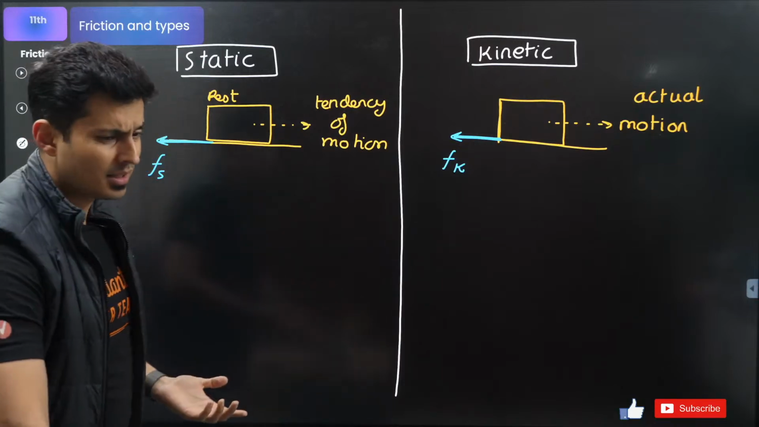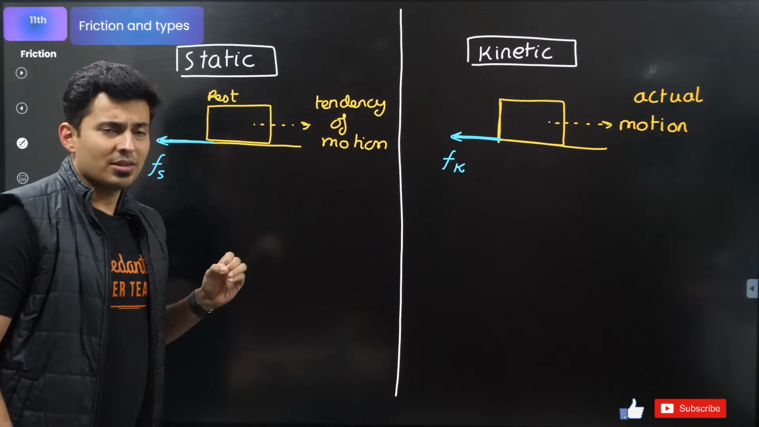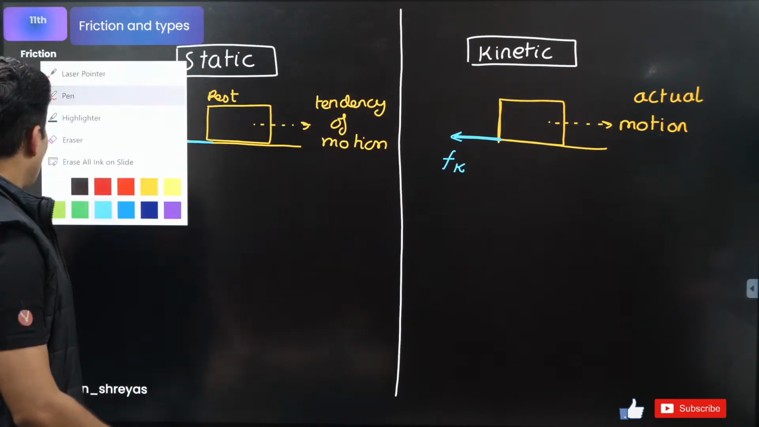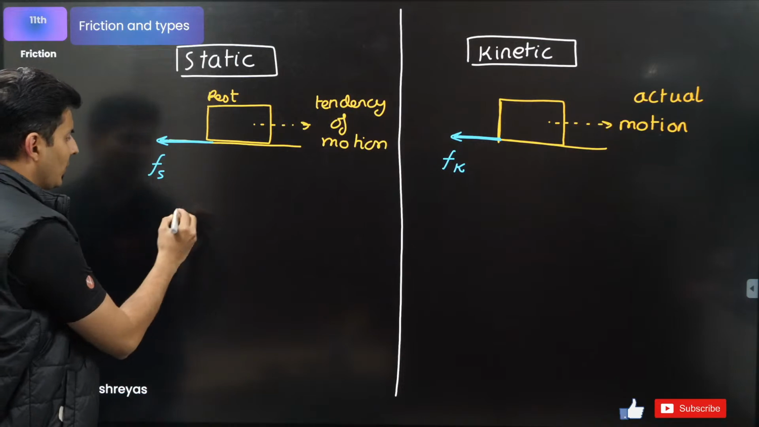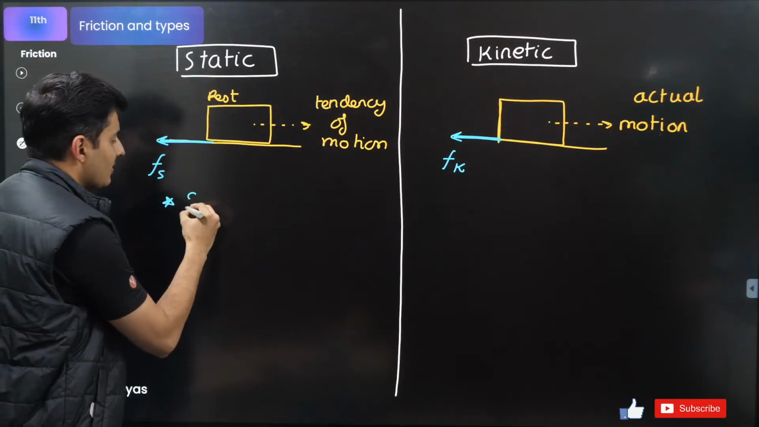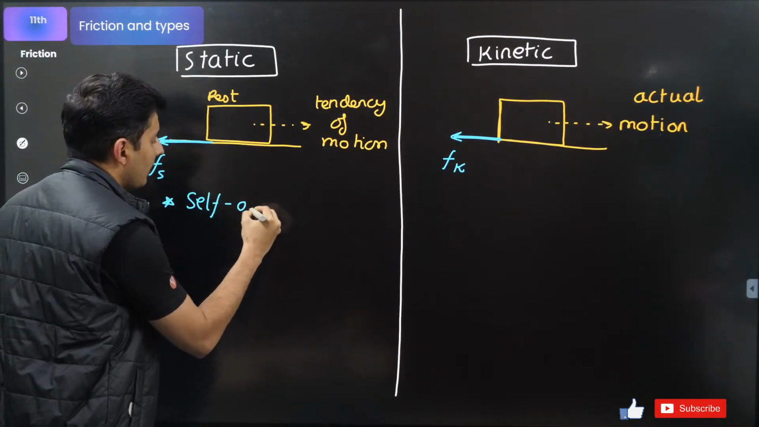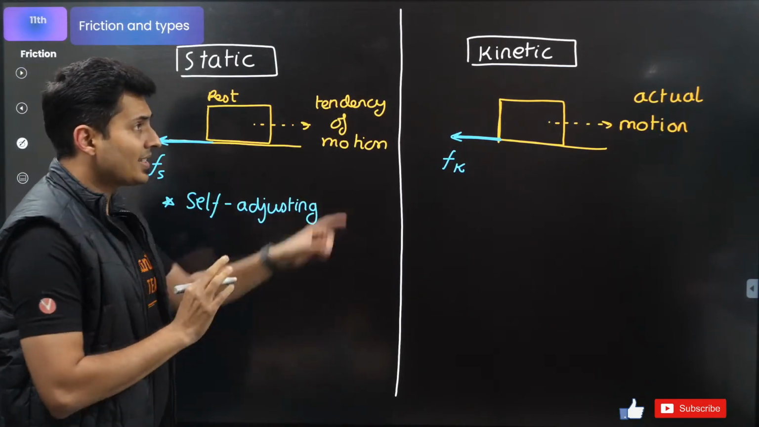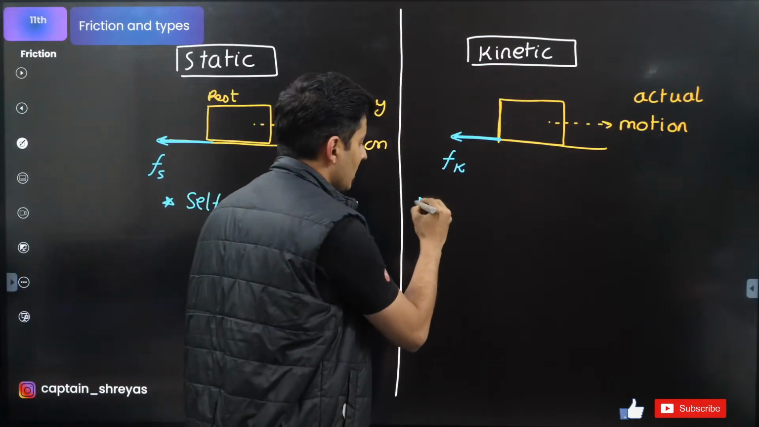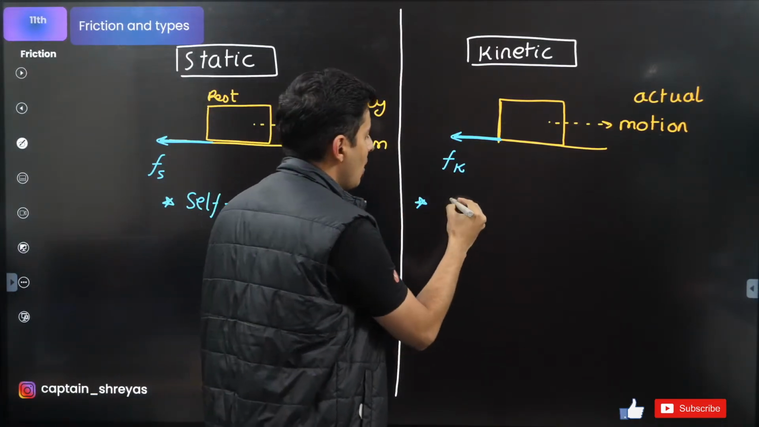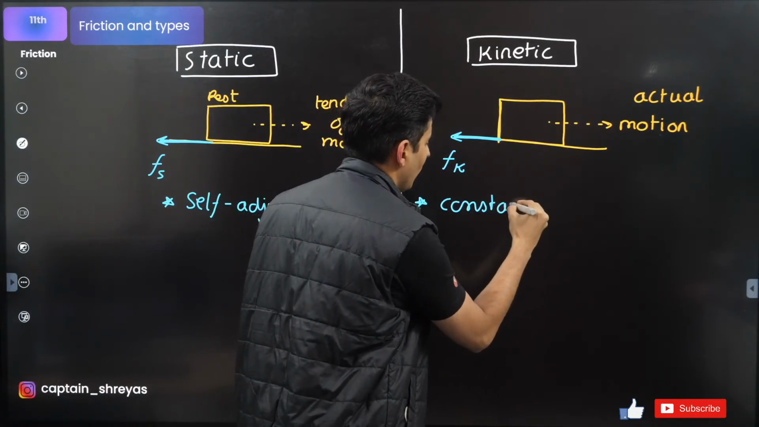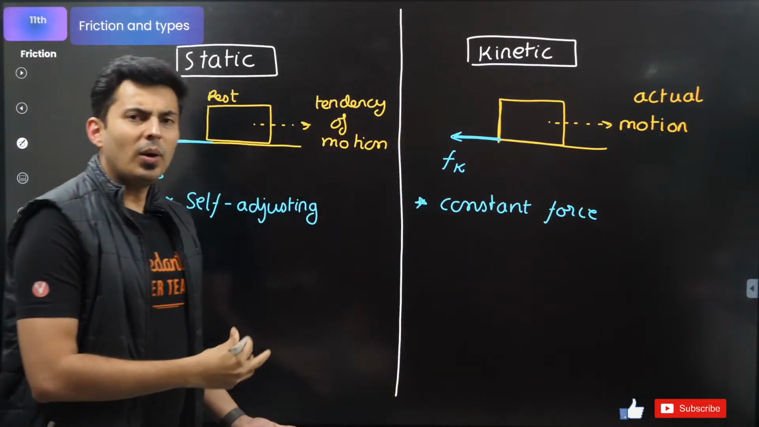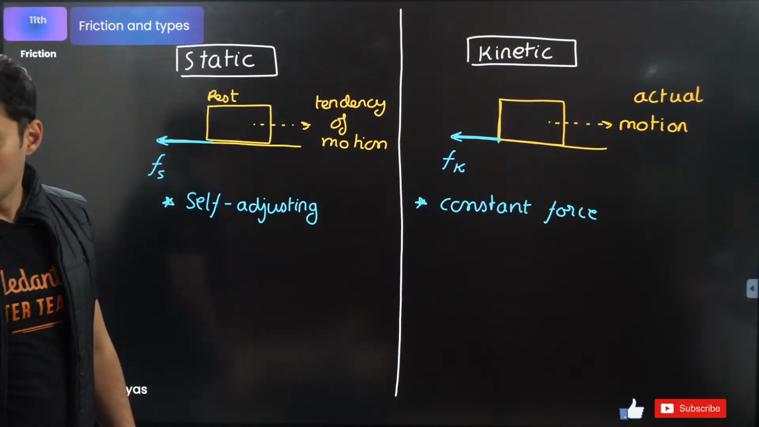Now these frictions also behave a little bit differently. Static friction is actually a self-adjusting force, whereas kinetic friction does not self-adjust; it is a constant force, always staying constant in nature. Now what do I mean by that? Best thing to do is show you a demo.